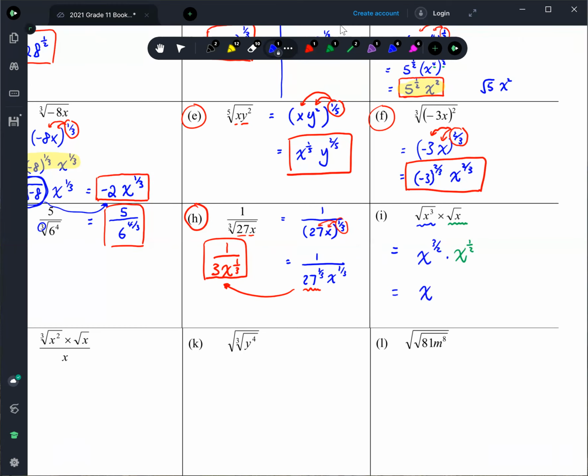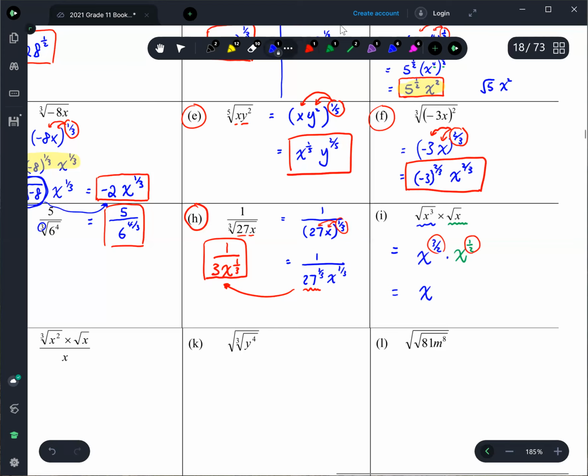Can you repeat that? If you add the exponents up, what would you get? The 3/2 and the 1/2. 4/2. Yeah, and can we still do anything else after that? Just make it 2. Yeah, you just make it 2, right?